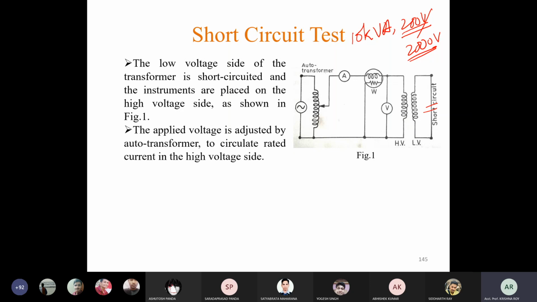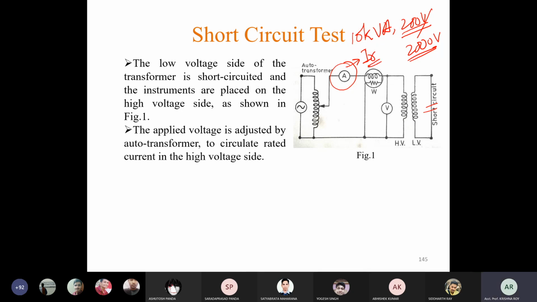So what we can do, we can apply a very small voltage by this auto transformer, and we have to observe this ammeter reading. As we are increasing the voltage gradually, this ammeter reading will also increase. So we have to stop increasing the voltage level when this ammeter will read the rated current, I rated.